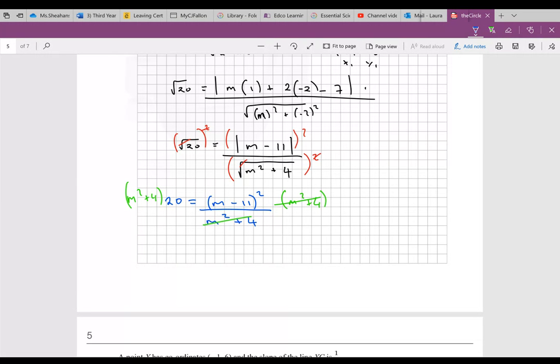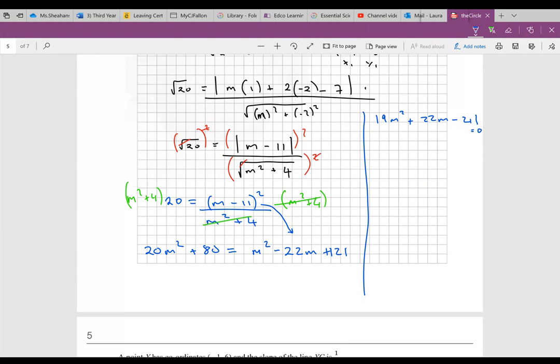Okay, so now I've got 20m squared plus 80 is equal to m squared minus 22m plus 121 when I multiply out this bracket. Okay, this is leaving me with a quadratic equation. I'm just going to go up here to finish it. When I rearrange this quadratic equation, it will give me 19m squared plus 22m minus 41, okay, equals 0.